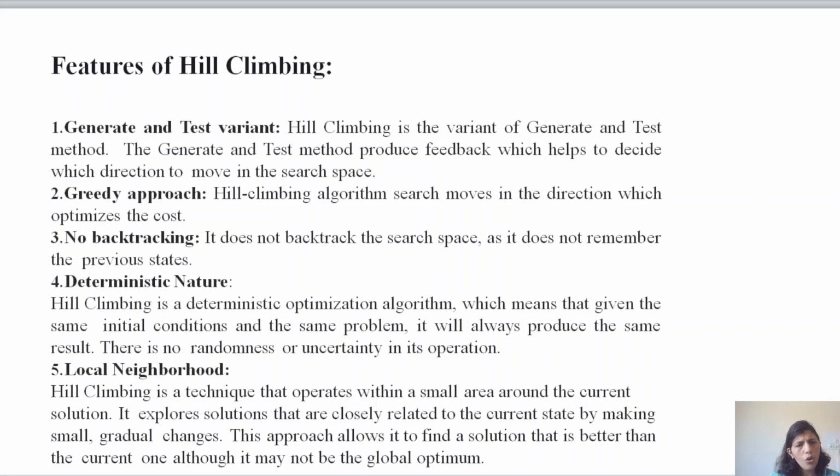Next is the local neighborhood. Hill climbing is a technique that operates within a small area around the current solution. It explores solutions that are closely related to the current state by making small gradual changes. This approach allows us to find a solution that is better than the current one, although it may not be a global optimum.